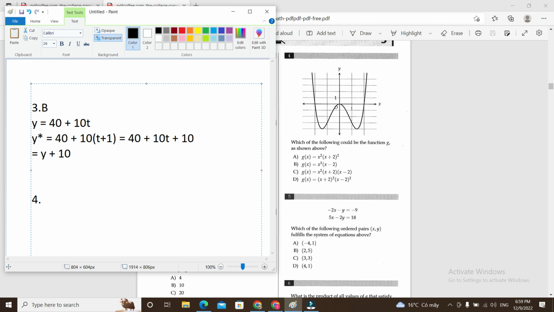So we can see from the graph that g of 0 is equal to 0, g of minus 2 is equal to 0, and g of 2 is also equal to 0. To satisfy all of these facts, the only curve that satisfies them is C, g of x equal to x squared times x plus 2 times x minus 2. That's the only graph that satisfies these conditions, right? Okay, so let's do number 5.